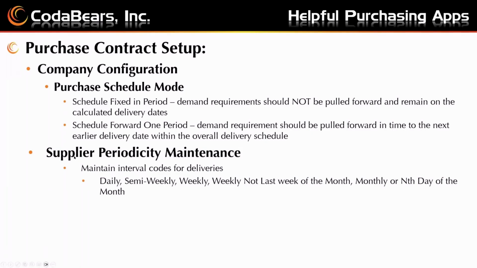And then you also need to set up the supplier periodicity maintenance. That is the interval codes for deliveries. So it allows you to set up daily. You can do a semi-weekly, so twice a week delivery. You can do a regular weekly. You can do a weekly but not on the last week of the month, because you don't want to receive the parts in at the last week of the month, for instance. Or you can set it to the nth day, so that specific day of the month, the 15th or 9th, whichever. It gives you the opportunity to do that as well.